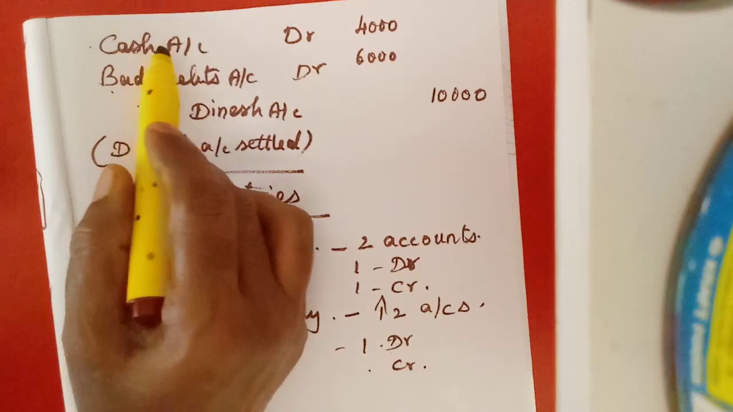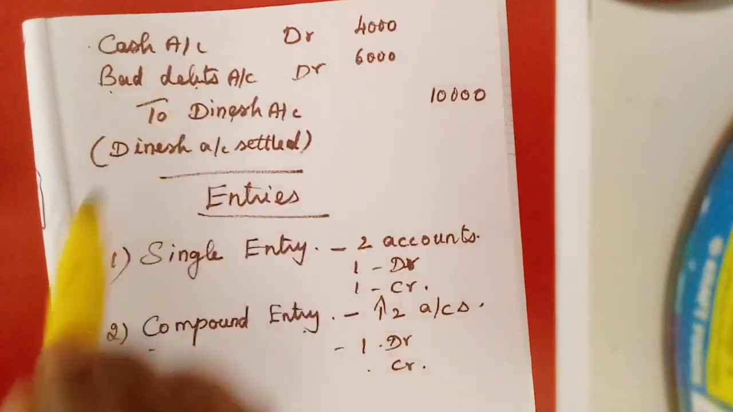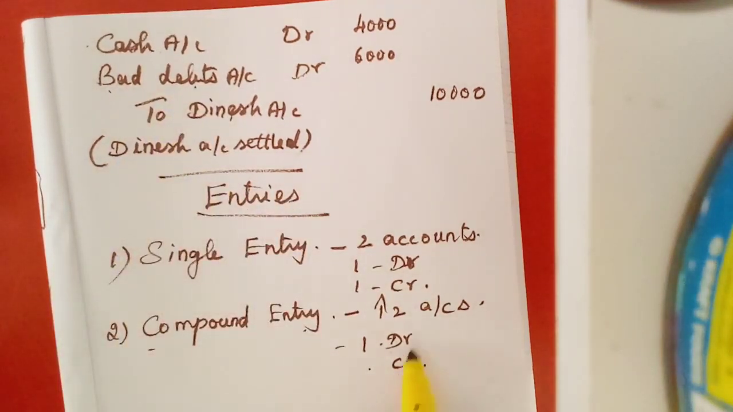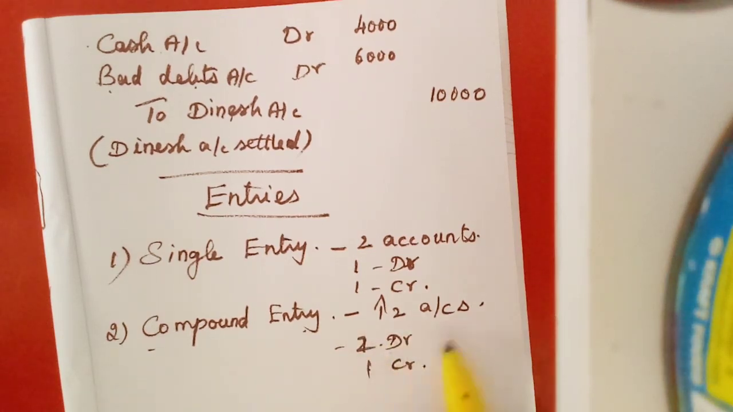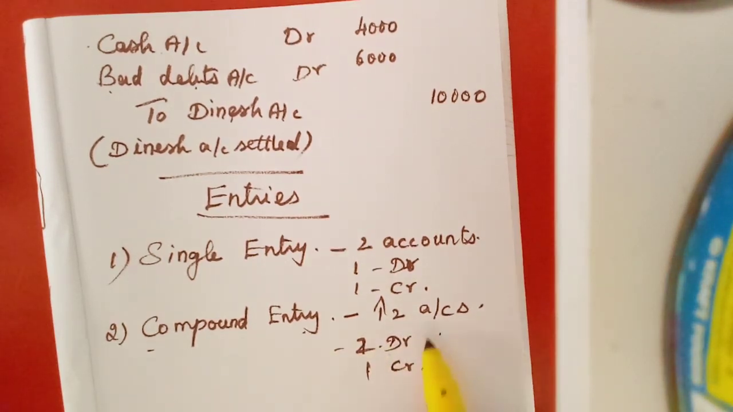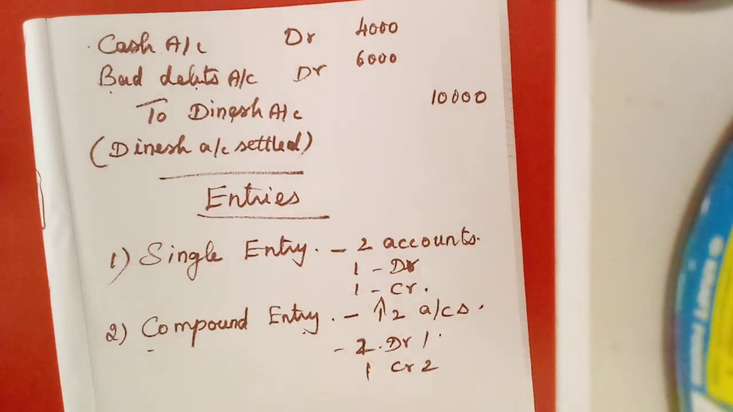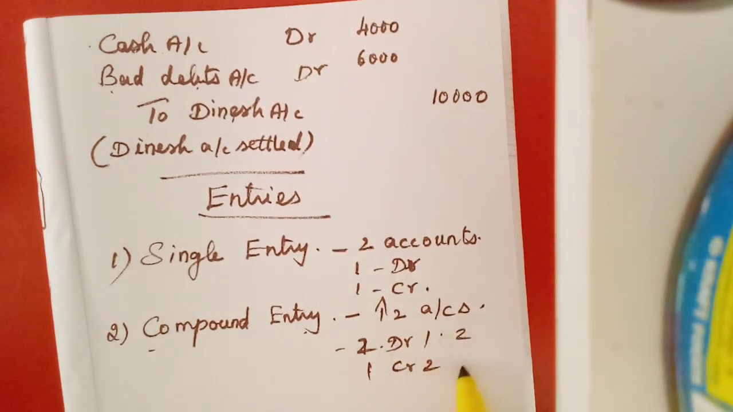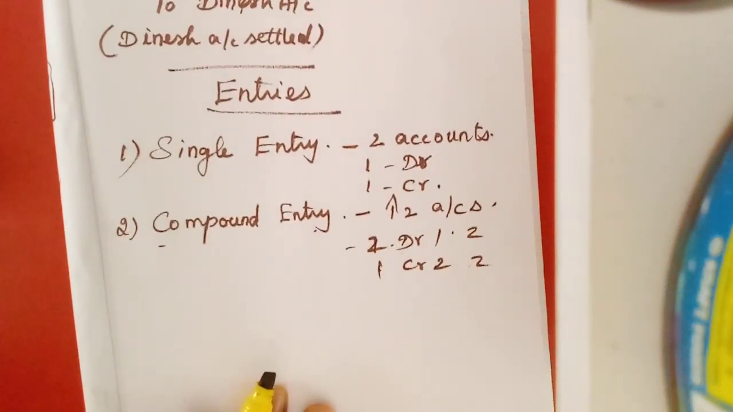Here you see, we have debited 2 accounts and credited 1 account. Otherwise 2 credit, 1 debit. Or both 2 debit and 2 credit also we may have. Understand? That is called compound entry.